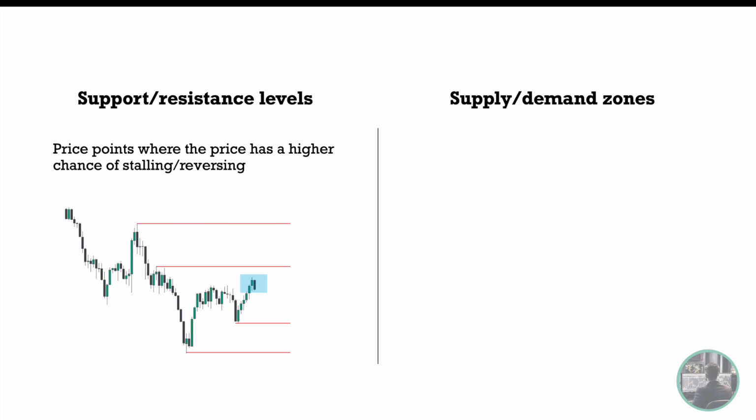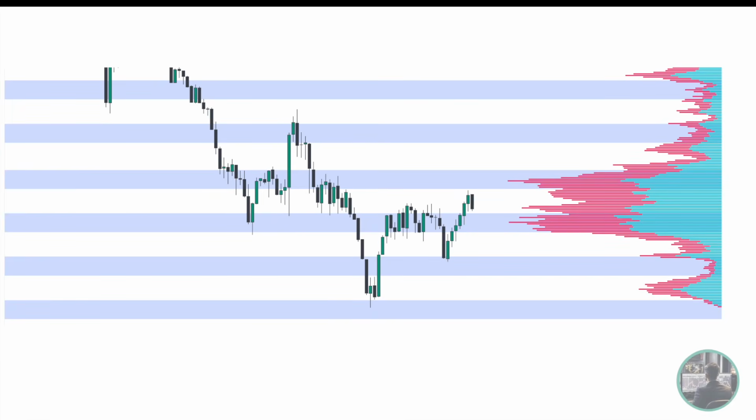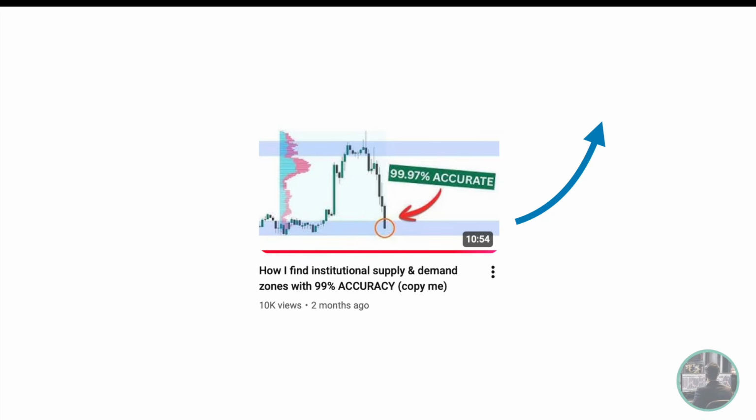Supply and demand zones are areas on the chart with heavy volume and trading activity. This is where institutions actually place their orders before they move the market. And these zones are extremely useful in telling us where the price is likely to move to next, because institutions need a lot of liquidity to fill their orders and move around, and they can only do this by finding high volume areas to fill those orders. So you'll see the price simply moving from one level to the next with very high accuracy. And I'll link a video here that tells you exactly how to find those zones for you to watch after this.